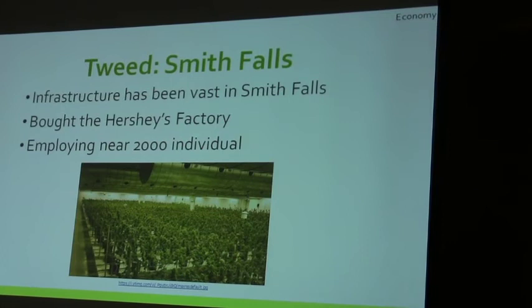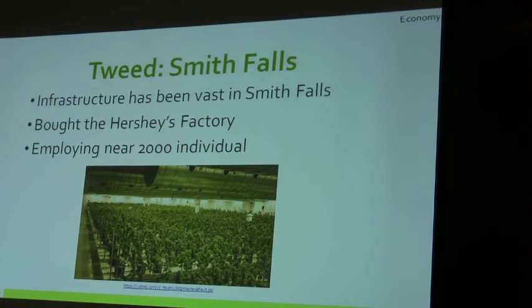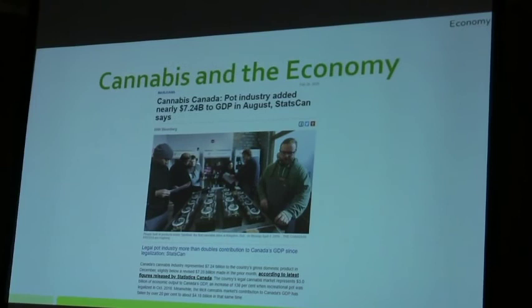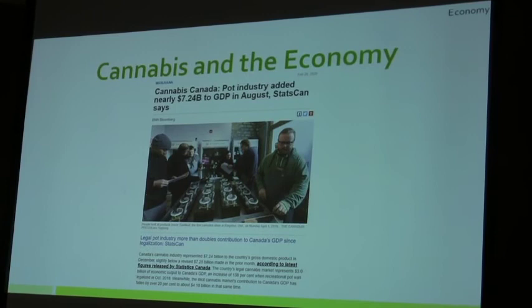Unfortunately, Canopy, who owns Tweed, did take a big hit, and it seems that mostly it's the cultivating companies that are getting hit the hardest right now. But in terms of where we're going, in Canada alone, the pot industry, another good word instead of weed, added nearly $7.24 billion to our GDP in August. So again, it is taking a bit of a hit, but that's a big number. That's a lot of money to put into our economy. It's a lot of jobs, a lot of infrastructure, and a lot of development within the industry.